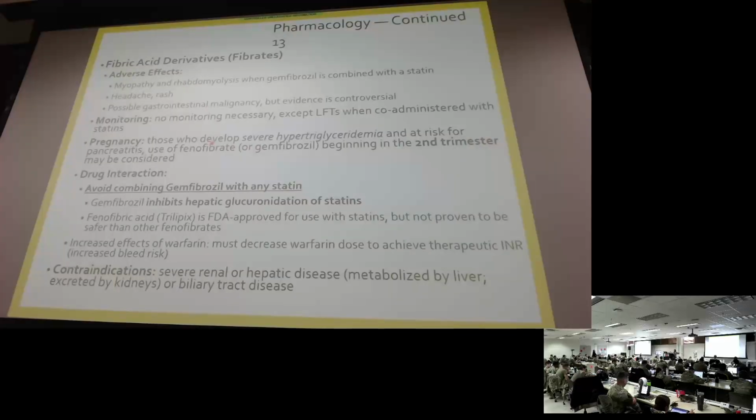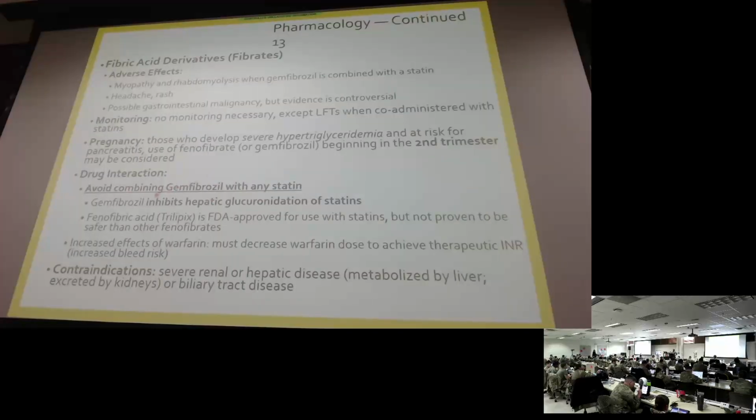Pregnancy. So we said that we wouldn't be using our statins, but what you can see here is that if their triglycerides increase in pregnancy, you can give these medications in the second trimester if you needed to, okay? So fenofibrate, we like a little bit better than gemfibrozil, but you say we can consider it, not something that is a must that you have to do.